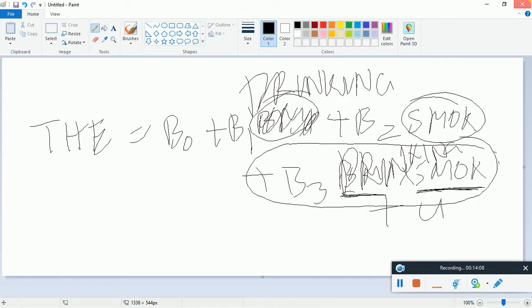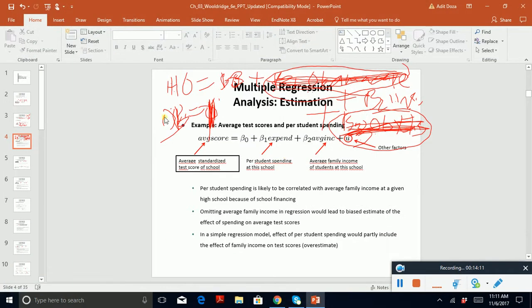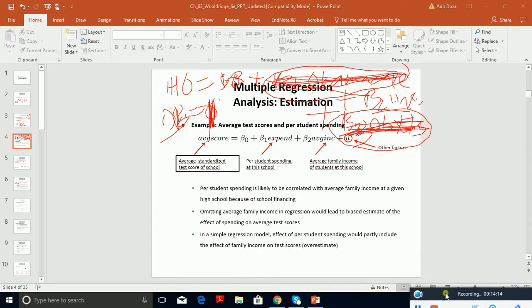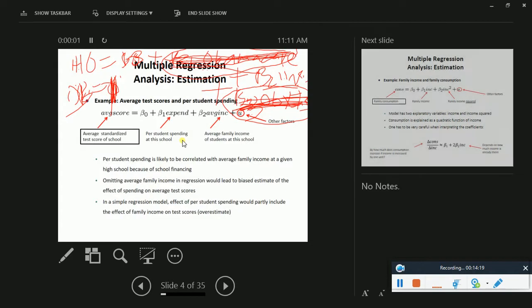So let's go back to our okay. So per student spending, like if we look at this example, the average score depends on how much they're spending at this school, as well as maybe their average family income of the students. So if their average family income is higher, obviously maybe they can afford to have more resources, and that will help them boost their average score, right?